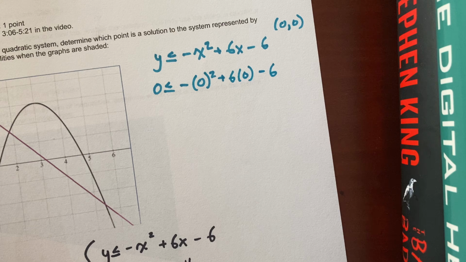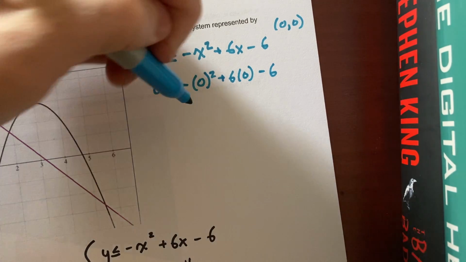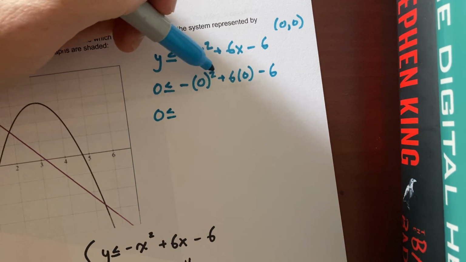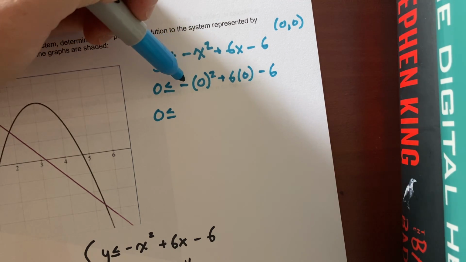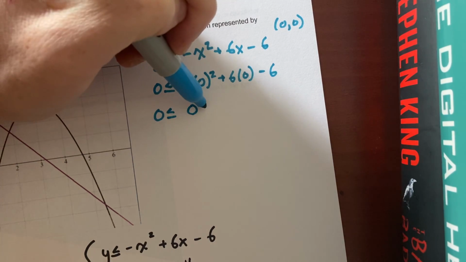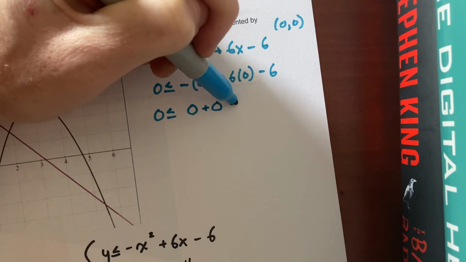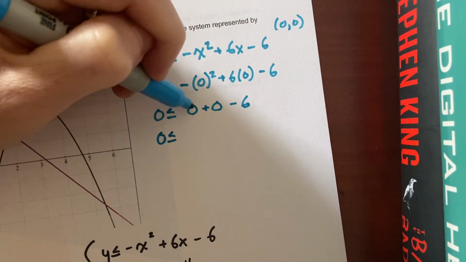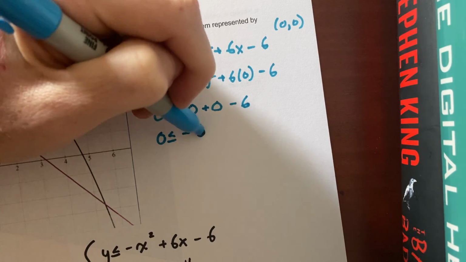Remember, when you plug values in, you always put them in parentheses. Everything else stays the same except for the variables. So can't really do anything to that left side. 0 times 0, so 0 squared is 0. 0 times a negative 1 is 0, so this whole thing turns into 0. 6 times 0 is 0, and then this negative 6 is still chilling outside. This simplifies down: 0 plus 0 minus 6 is a negative 6.